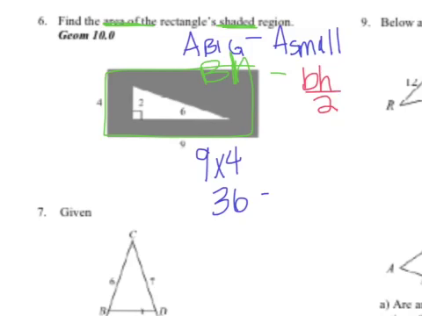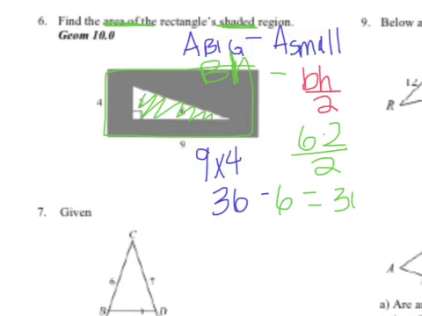The area of the inside, that's this part right here, is 6 times 2, and don't forget to divide by 2, and that's 12 divided by 2 is 6, so the final answer is just 30.